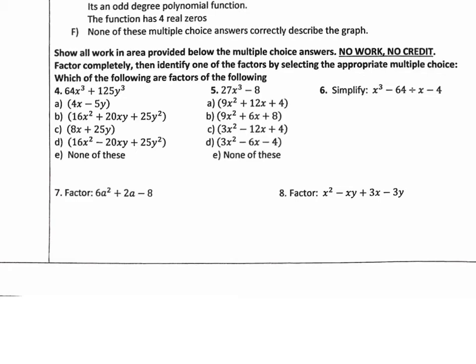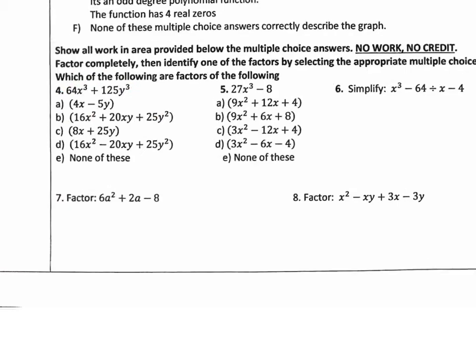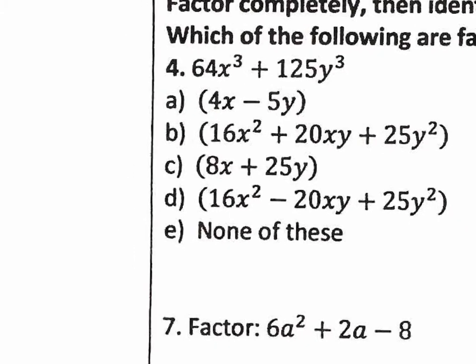So on number 4, they want us to factor. And what kind of factoring are we going to do on number 4 right there? Is there a GCF? No. Sum of two cubes. In case you forgot, if you have something cubed plus something cubed, you're going to have a binomial times a trinomial. The binomial will be exactly the same, a plus b.